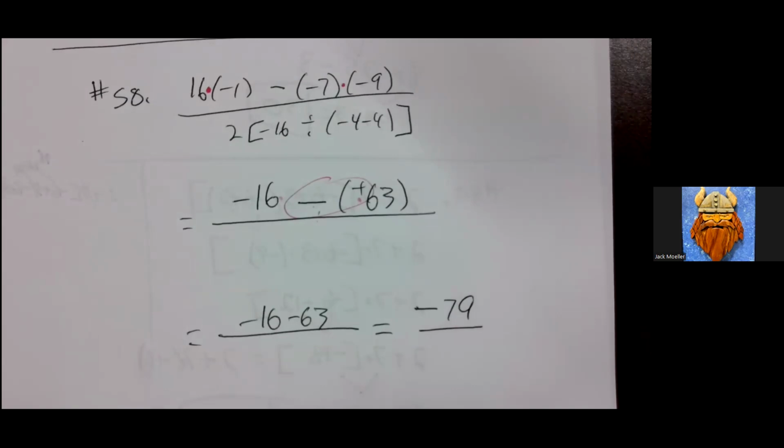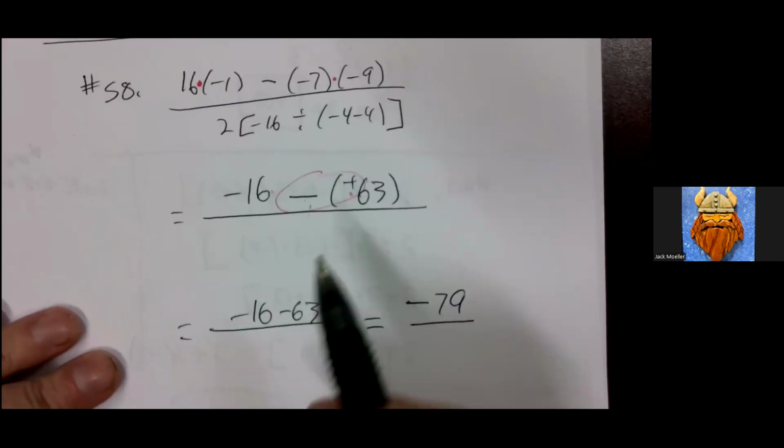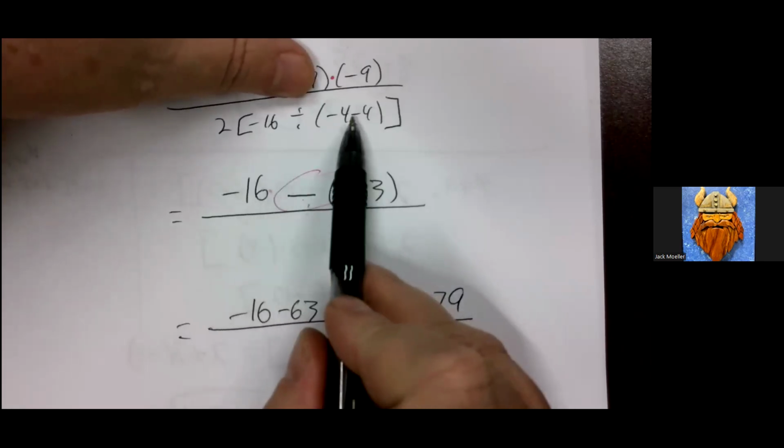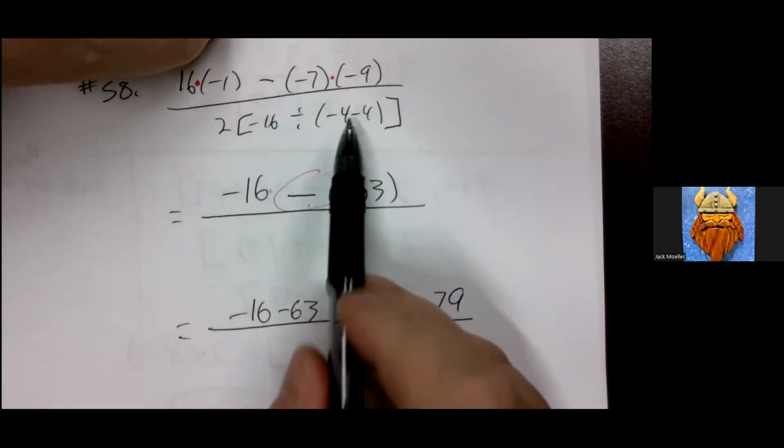So now we do the bottom. So what do we do first in that denominator? Well, we have a bracket, so we're going to start there. And then inside the bracket, we have a division and we have a grouping symbol. So that grouping symbol comes first.